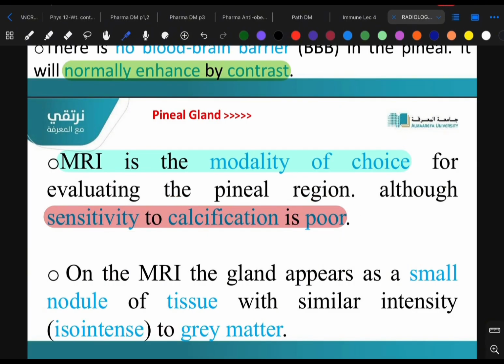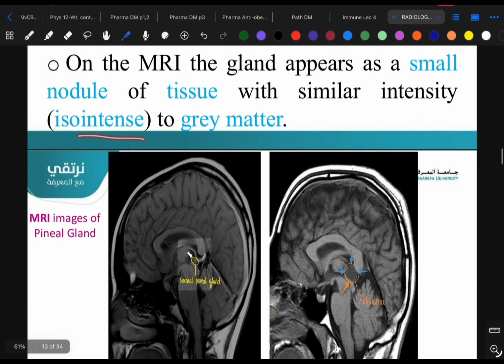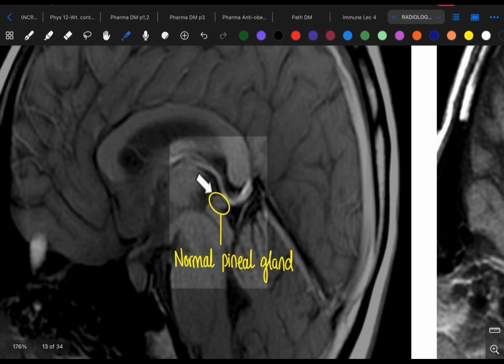That's the disadvantage. It's also telling us that on MRI the pineal gland appears as a small, nodular piece of tissue. We're going to see it in a minute. And it has similar intensity to gray matter. What does this mean? Iso-intense to gray matter. Here we can see this is the pineal gland. It's very small. Iso-intense means the shade of gray is similar to the rest. So it's not too white and it's not too dark, and we can't really differentiate unless we look closely. It's almost the same shade of gray as the other structures.